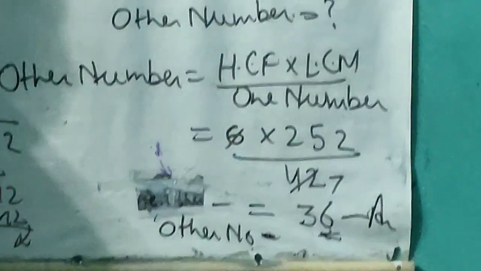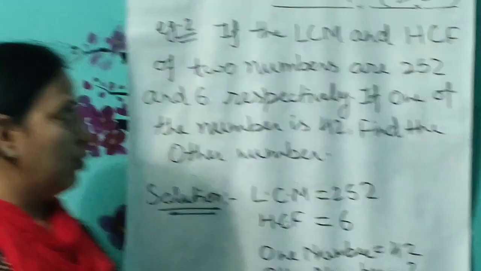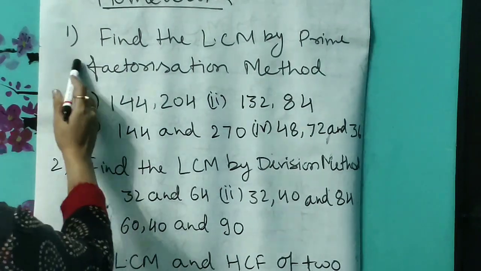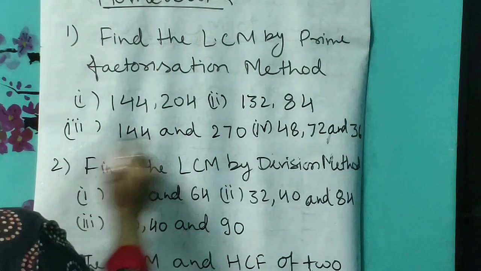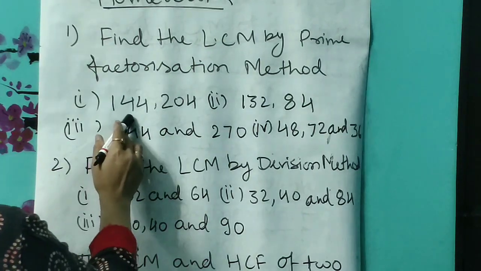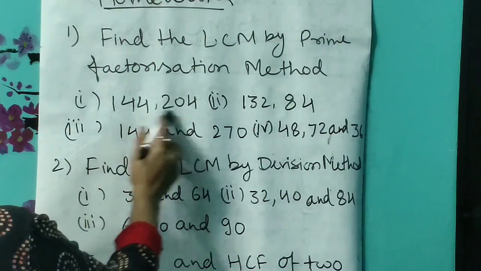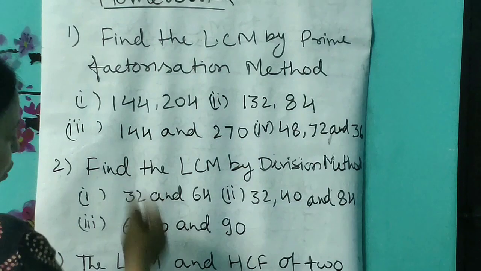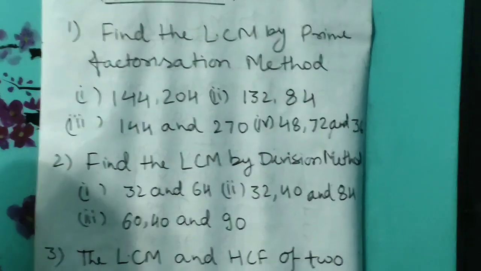Now note down some homework based on this LCM and all. First question is, find the LCM by prime factorization method. 4 questions are there. Based on that, find out the prime factorization with the help of prime factorization method. Find the LCM of 144 and 204, 132, 84. You can note down. I am giving you 2 minutes time. You can note down these things and then we will finish it.